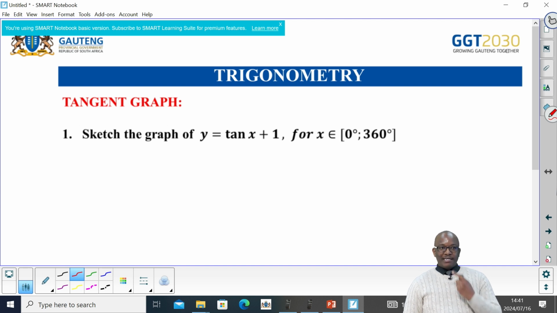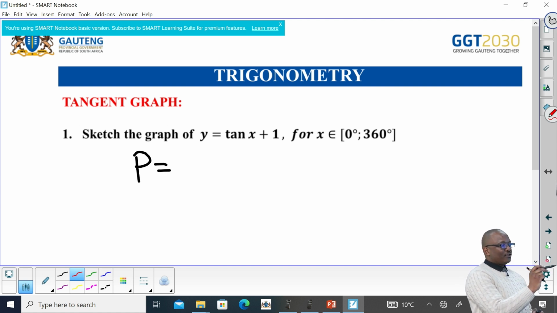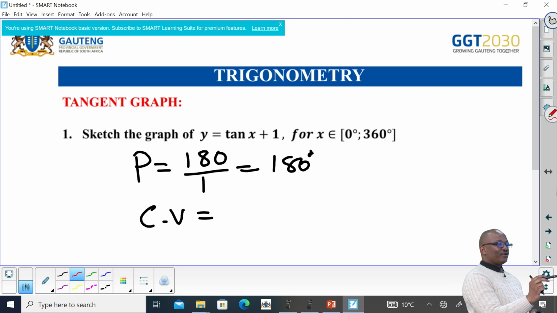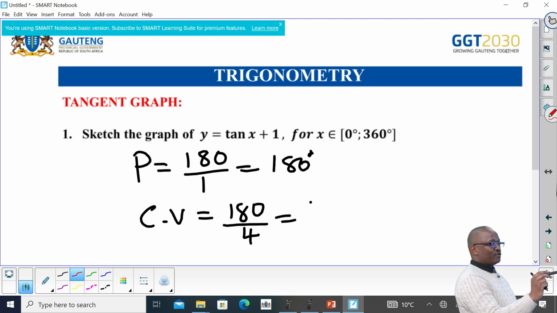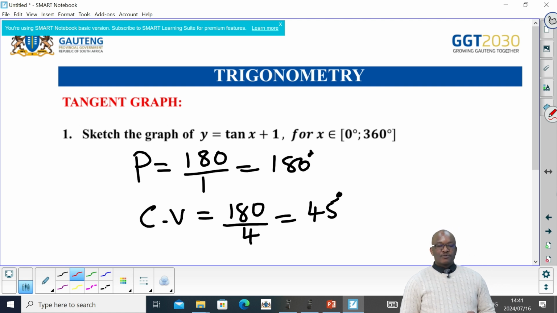Now looking at the graph of tangent. Remember, tangent, for you to get your period is 180 divided by 1, which is going to be 180. And when you get your critical values, you're going to say your period divided by 4, which is going to be 45 degrees. So that's where you are starting.